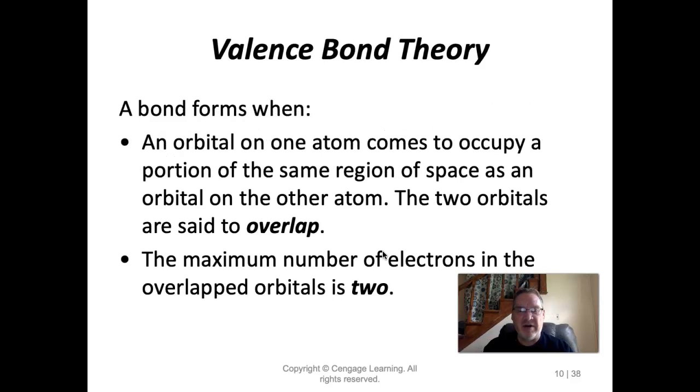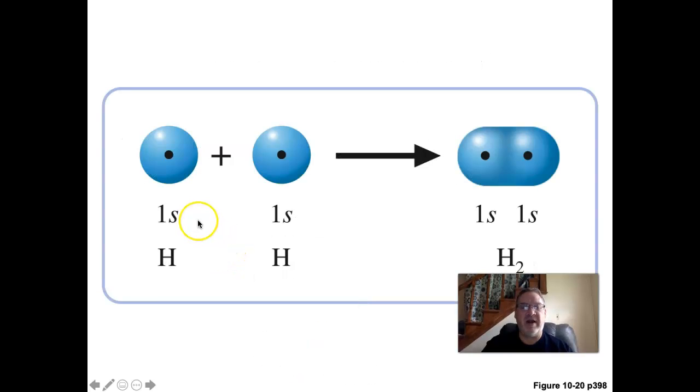And it talks about how we're going to form a bond. And the key with the bond is this overlap. We're overlapping orbitals. And the most that we can put in those overlapped orbitals are 2. And here's a great example. You've got the 1s orbitals for hydrogen. They overlap together. There's our bond, that overlap bond that gets formed.